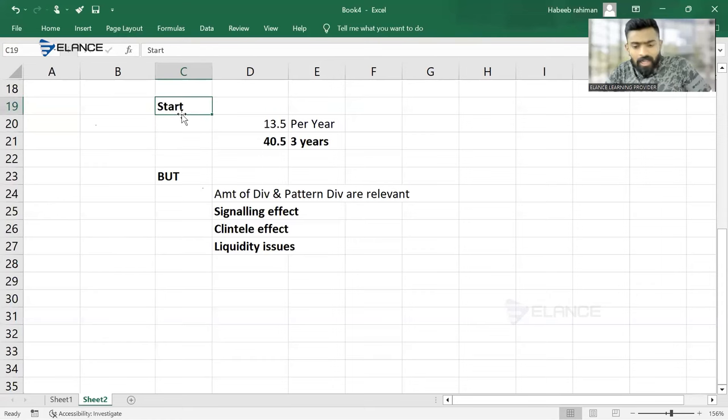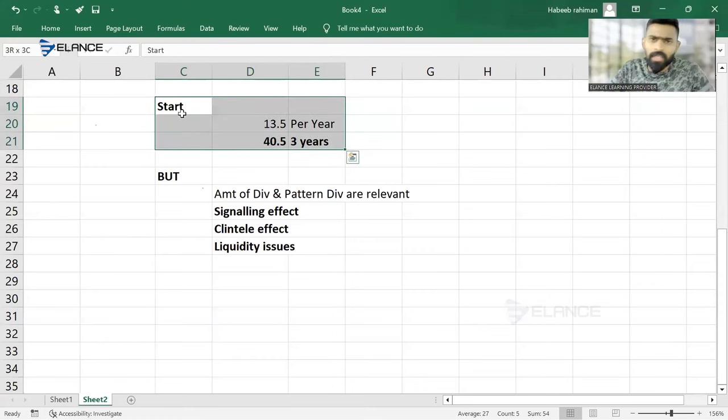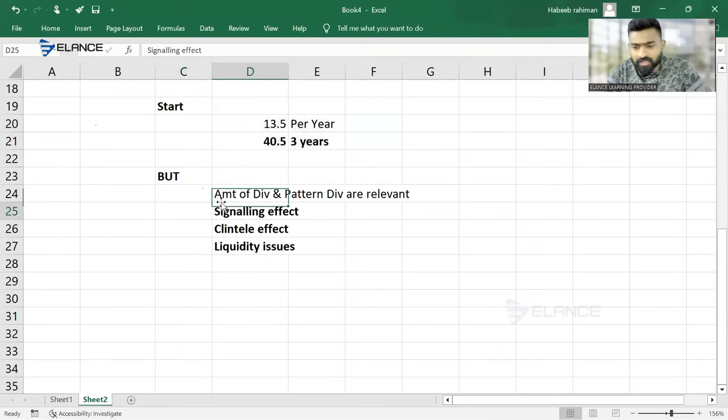I'll start with the numbers. Every year, we could save 13.5 million. For the next 3 years, in total, we could save 40.5. But this isn't changing the pattern of the dividend. Due to the signaling effect, clientele effect, and liquidity issues, the coffee company can't. They can change it, but if they do, there will be some adverse effects. If you are not aware of these effects, please learn them.